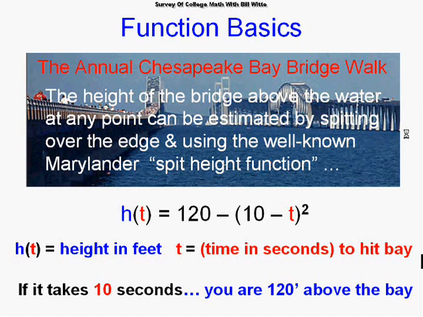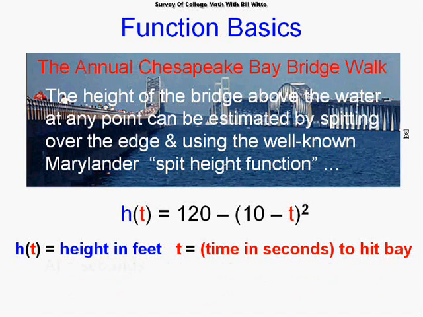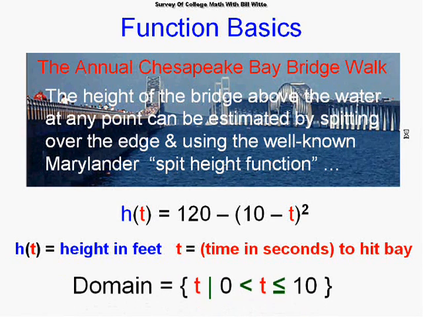Okay, so if it takes 10 seconds, I'm probably right in the middle of the bridge. Now, the function only works for certain numbers, actually. Because at more than 10 seconds, the spit's just sitting there in the water already, okay? So it doesn't make any sense above 10 seconds. And it doesn't make any sense for below 0. I mean, there's no such thing as negative. Well, there are negative seconds, but at 0 seconds, it's still in my mouth. So it would be stupid to talk about anything lower than 0, okay?